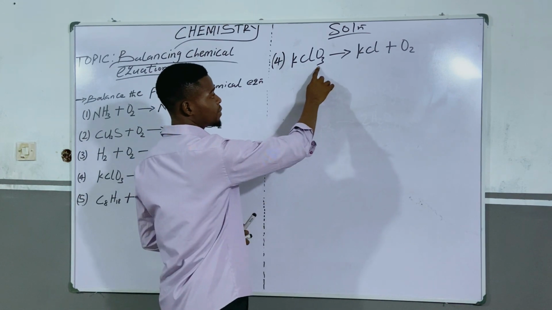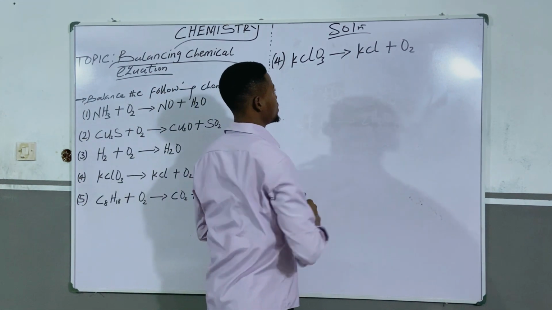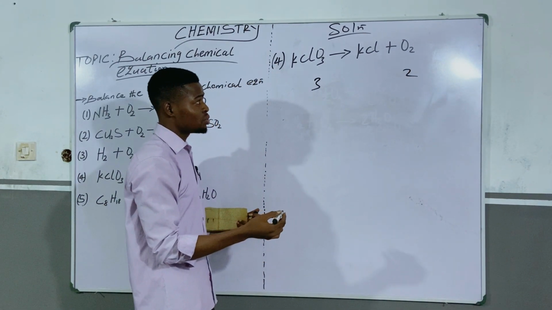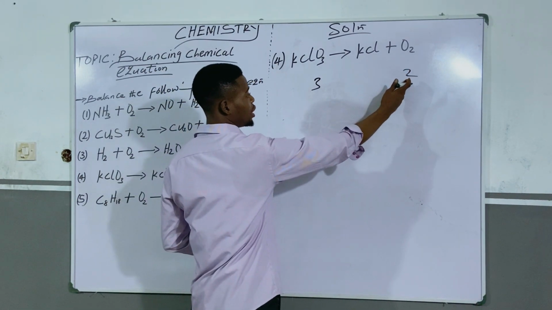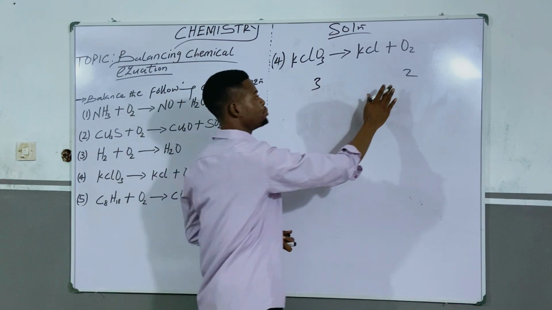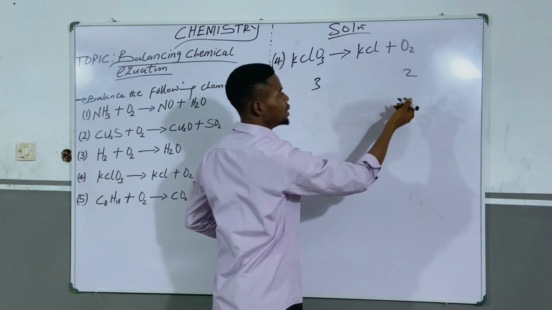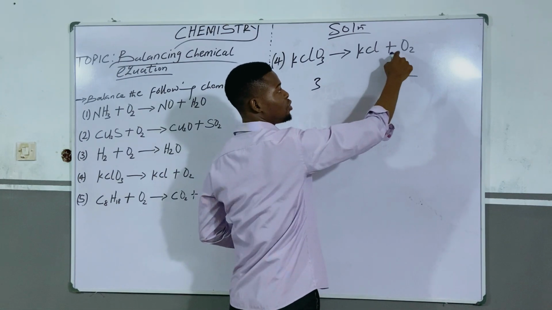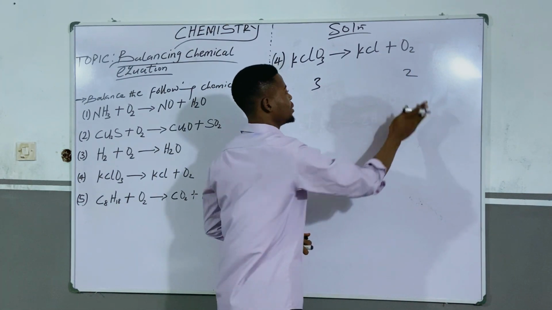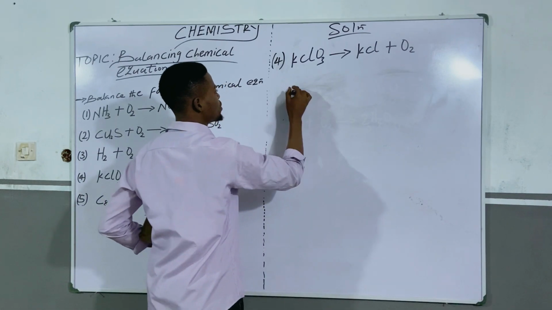And let's look at oxygen. We have 3 oxygen here, and we have 2 oxygen here. So we need 3 oxygen at the product side. It therefore implies that we are adding 3/2 here. Okay, so let's go.